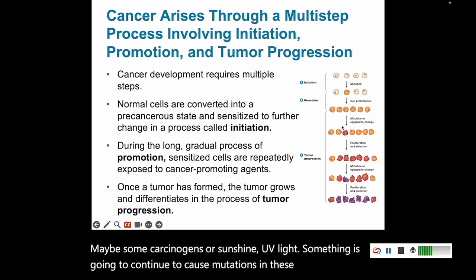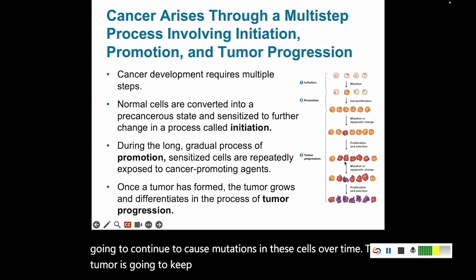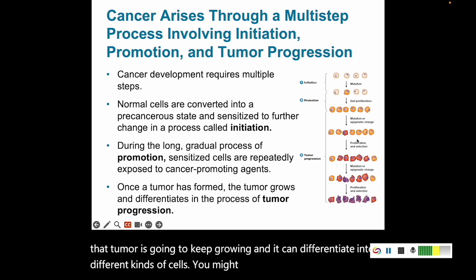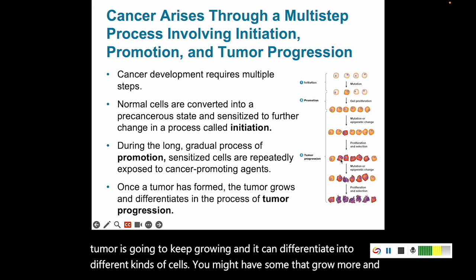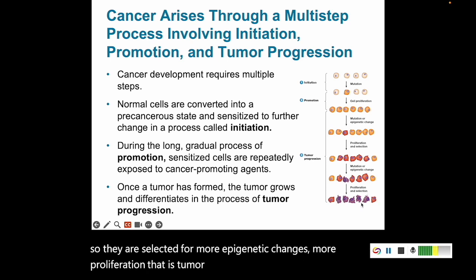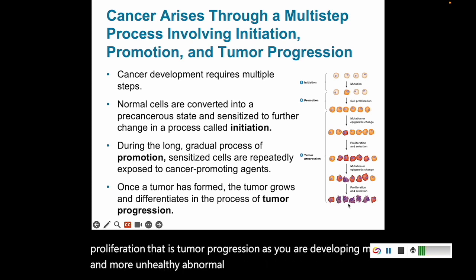Over time, that tumor is going to keep growing, and it can differentiate into different kinds of cells. You might have some that grow more, and so they are selected for more epigenetic changes, more proliferation. That is tumor progression, as you are developing more and more unhealthy, abnormal cells.